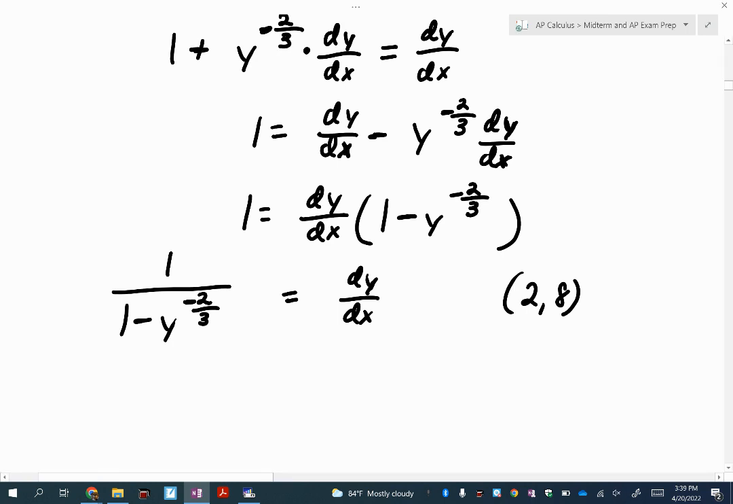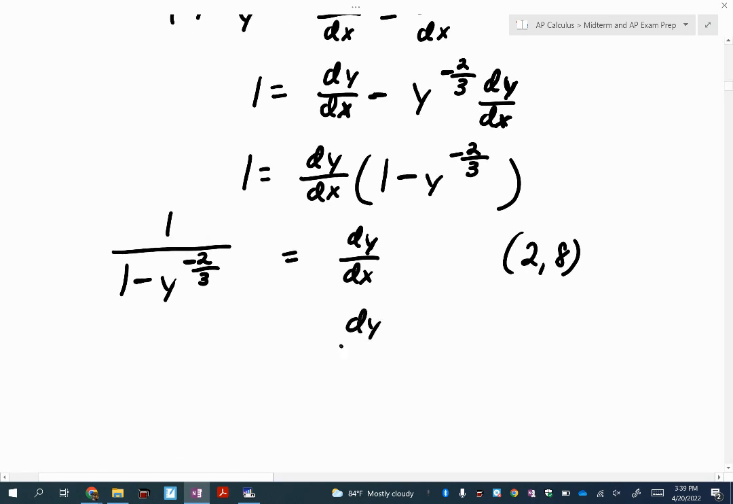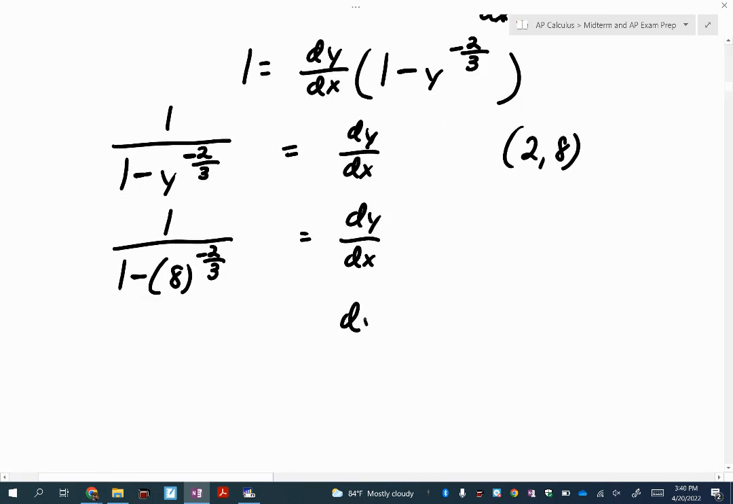So the idea is if there was x minus y to the negative 2/3 power, I would be plugging in the x value. Okay, cool. So I'm just plugging in y is 8. So this is going to be equal to 1 over 1 minus 8 to the negative 2/3 power. Sadly, Michael, can't just type this into Desmos. I know. We live in a weird world where that's not a thing, unfortunately.